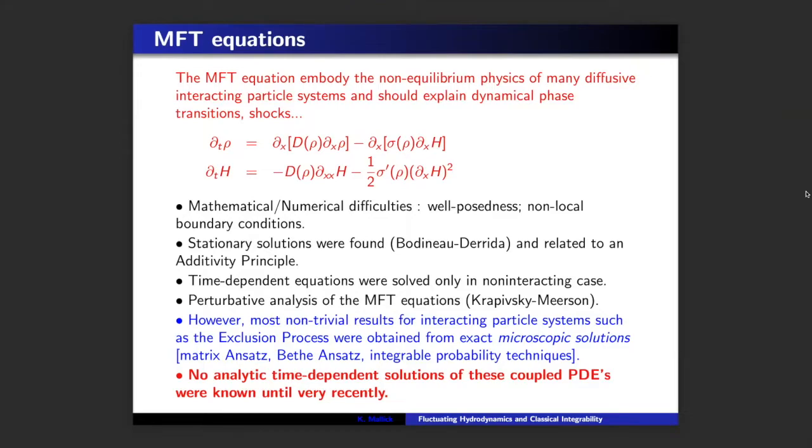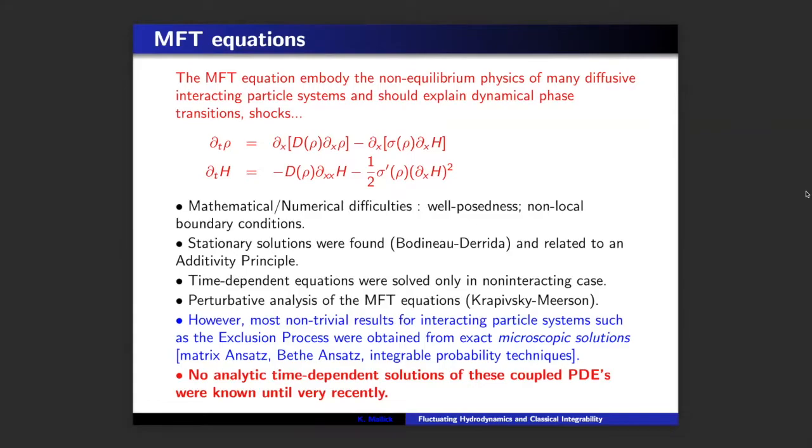Ten, fifteen years ago, Thierry Bodineau and Bernard Derrida found some stationary solutions. So this equal to 0 makes things computable, as you see, since there is only a dx in 1D. And this allowed them to define something called the additivity principle. But then the Roman group, and also themselves, showed that there could be some linear instability, and this stationary solution could be linearly unstable, so not physical for your equations. So stationary solutions or the additivity principle don't tell everything.